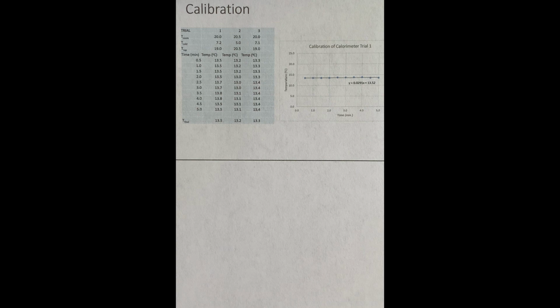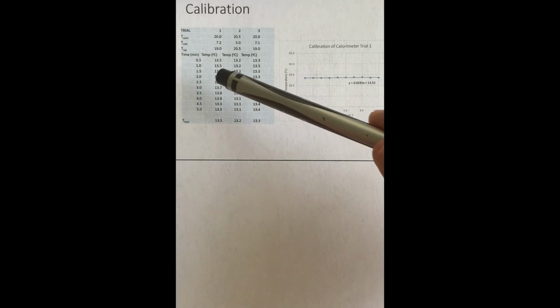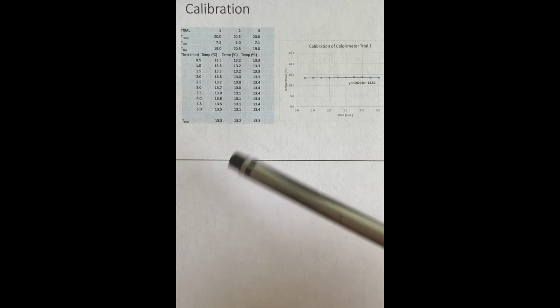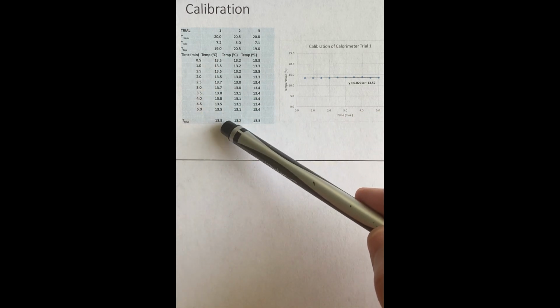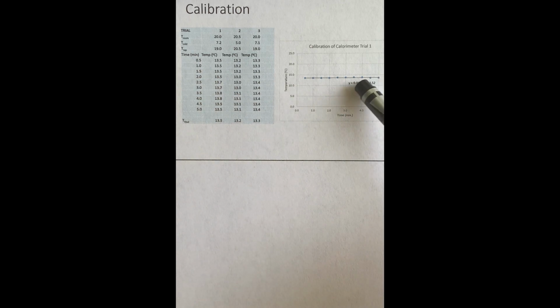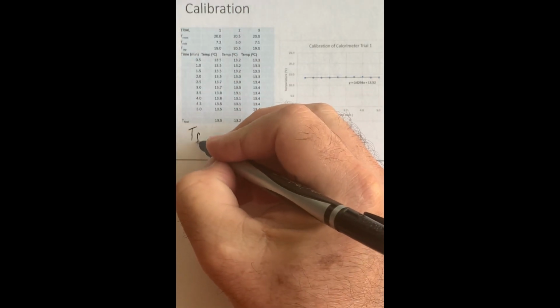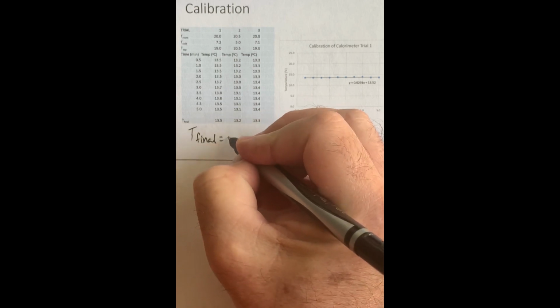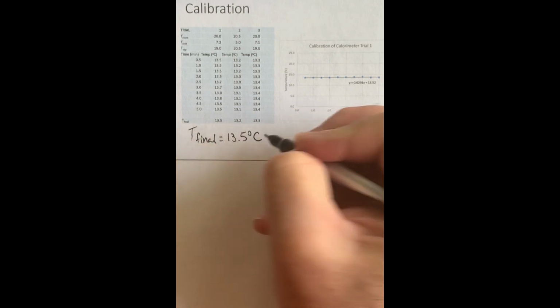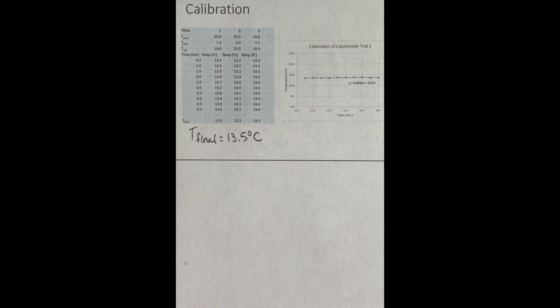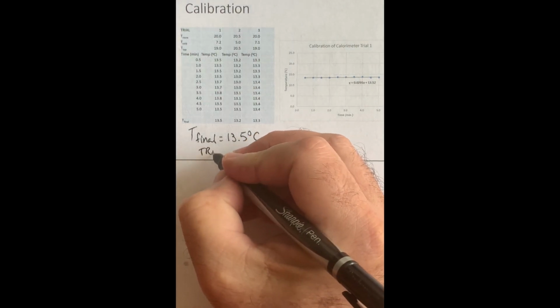Here is the data that we just saw. We took 3 trials of calibration data. We showed you how to do the calculation of the final temperature for trial 1 using the graph that we mentioned earlier. And you can see that the final temperature was 13.5. Let me write this in big letters here so you can see it better. T final is 13.5 degrees Celsius as determined from the graph, where we used the intercept of the projected trend line to calculate that. Now, how are we going to use this? And again, this is for trial number 1.